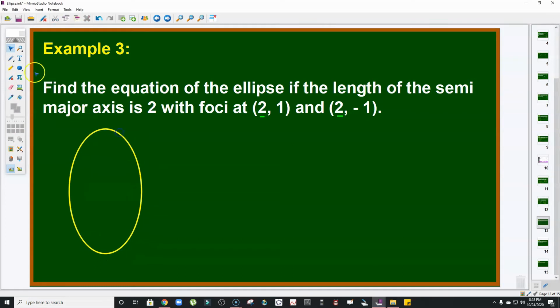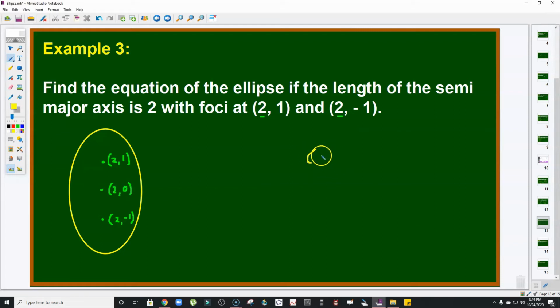Alright. So, again, 2, 1. Kunyari, ito yun. So, this is 2, 1, one of the foci. The other one is this one, so 2, negative 1. Now, like what we did in the previous, yung midpoint niyan is the center. So 1 plus negative 1 divided by 2, that's 0. So, therefore, yung equation ng ellipse ko, ito yung center ko.